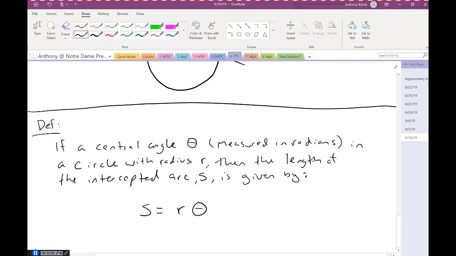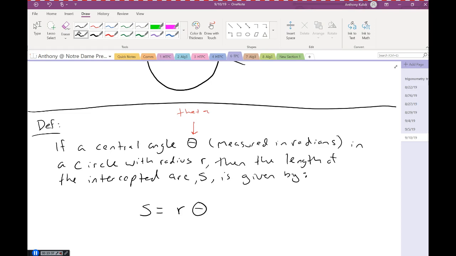So if we have some central angle that we'll call theta, again, this symbol here is the Greek letter theta. In trigonometry, we often use that symbol to denote an angle. So an unknown measurement in an angle, we'll often use the variable theta to represent that.